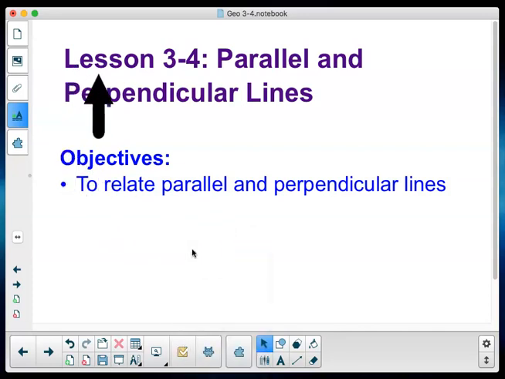go. Okay, this is lesson 3.4, parallel and perpendicular lines, and I'm Mr. Bloom. Objectives: to relate parallel and perpendicular lines. Make sure you get this to the top of your notes in the objective area.